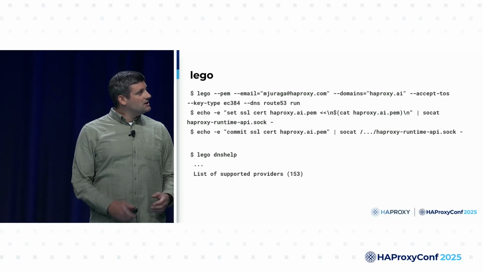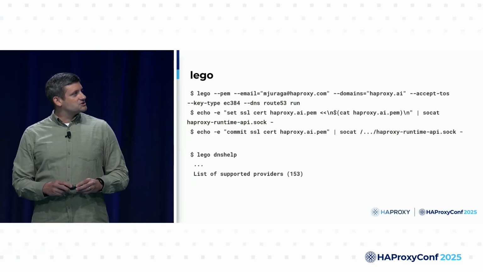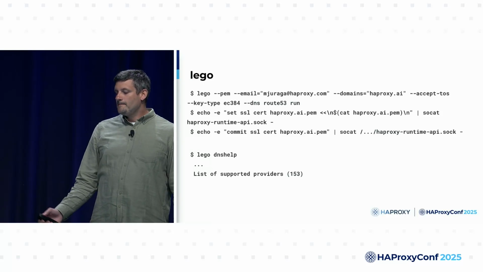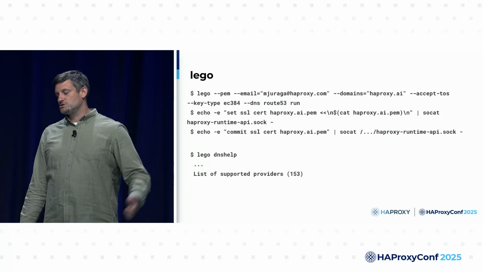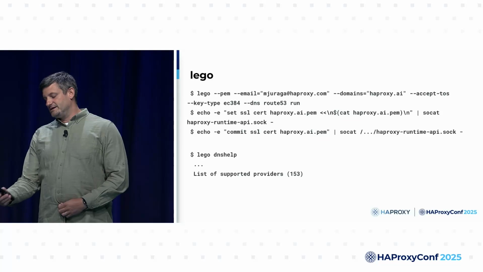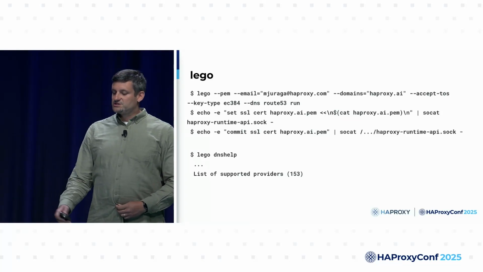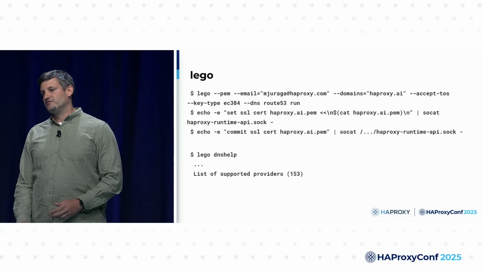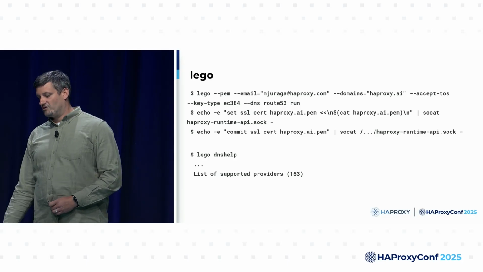Here's a short example of how you can actually run ACME and HAProxy using Lego. Here you use Lego to solve a DNS challenge, in this case Route 53. You fetch the certificates you need, and you use these two commands to insert the certificates into the stat socket of an HAProxy. Lego supports, I think now, 153 DNS providers, so probably most of your DNS providers are supported with this.